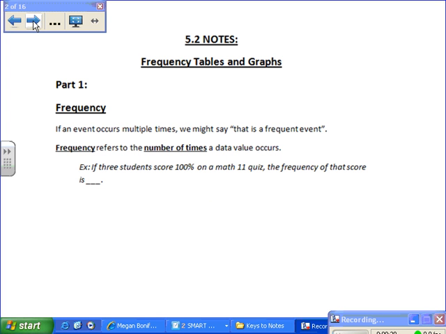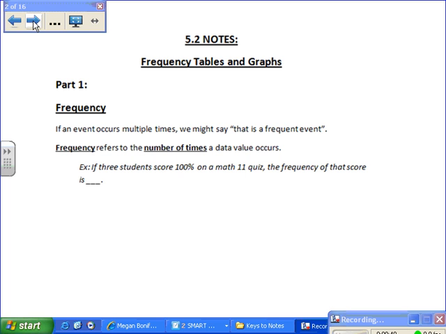So last lesson in 5.1, we learned some basic terms that are used in statistics, like the range, the median, the mean, and the mode. And we're going to learn another term today, which is frequency. Okay, and frequency is a word that we use all the time in life.